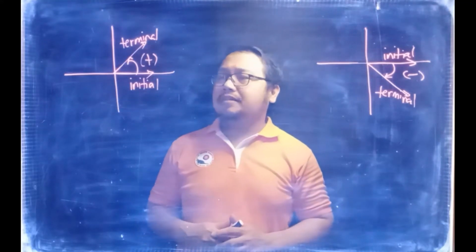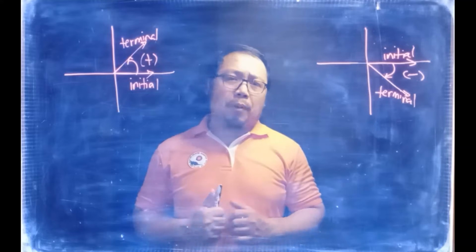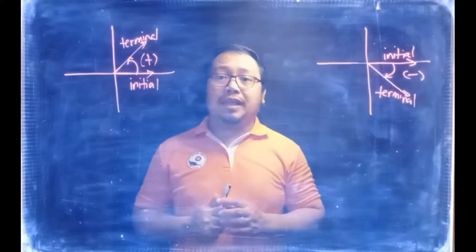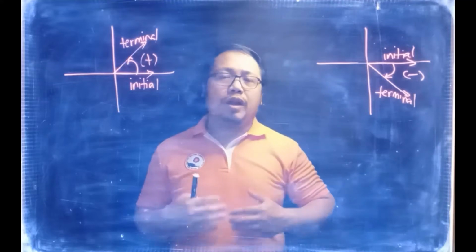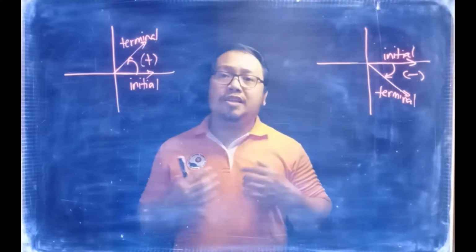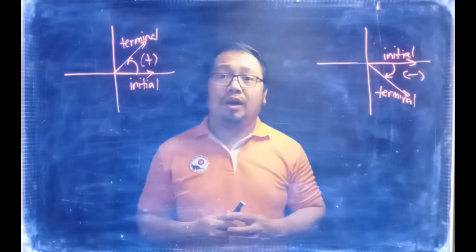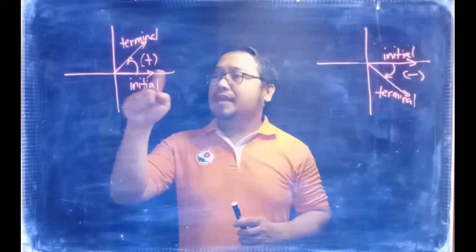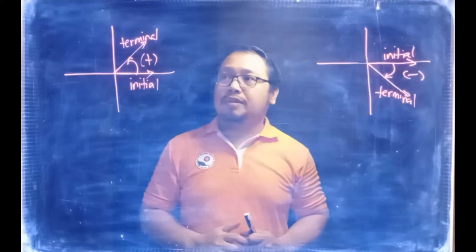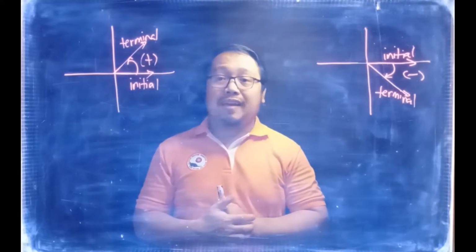On the other hand, an angle is said to be positive if the ray rotates in a counterclockwise or anti-clockwise direction, just simply the opposite of clockwise. So you form a positive angle, from the initial side up to the terminal side. That is a positive angle.